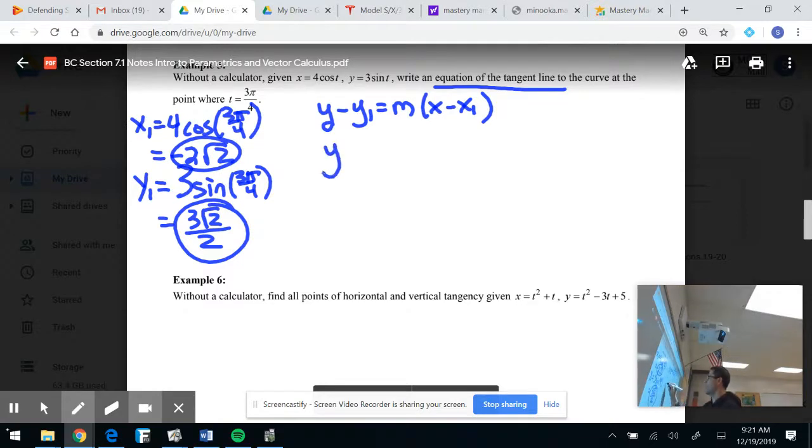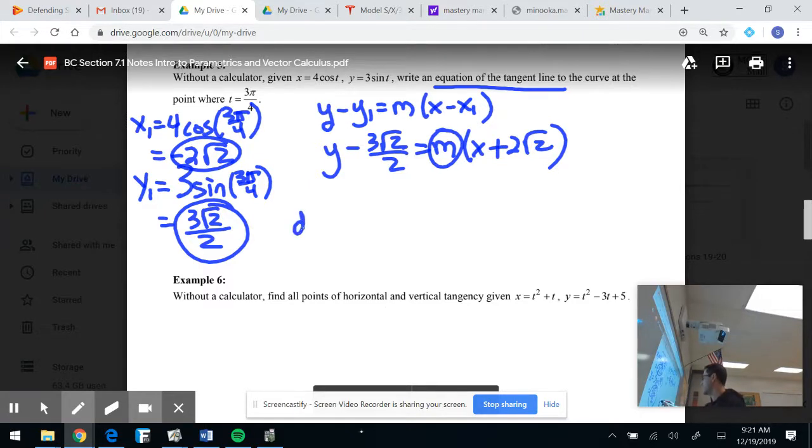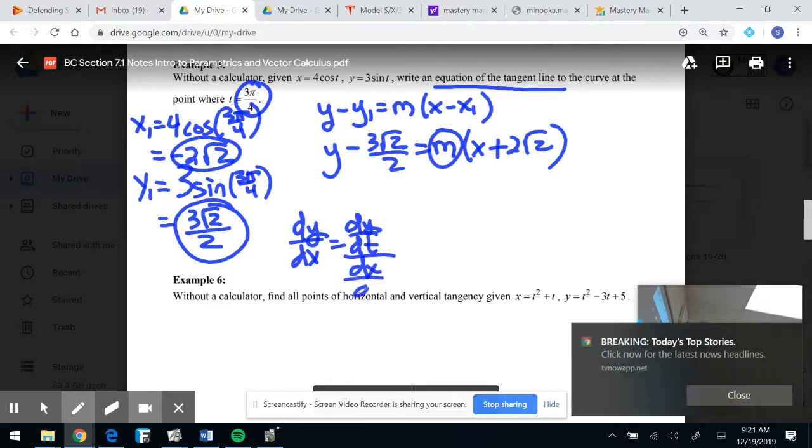So remember, going back to like the first month of AP Calc, this is exactly what we did. y minus radical 2 over 2 equals m times x plus 2 radical 2. So now all I have to do is find m. How do I find m? dy/dx, right, class? Evaluated at 3 pi over 4. I'll do that later because this is for parametrics, which means I'm going to do dy/dt over dx/dt.